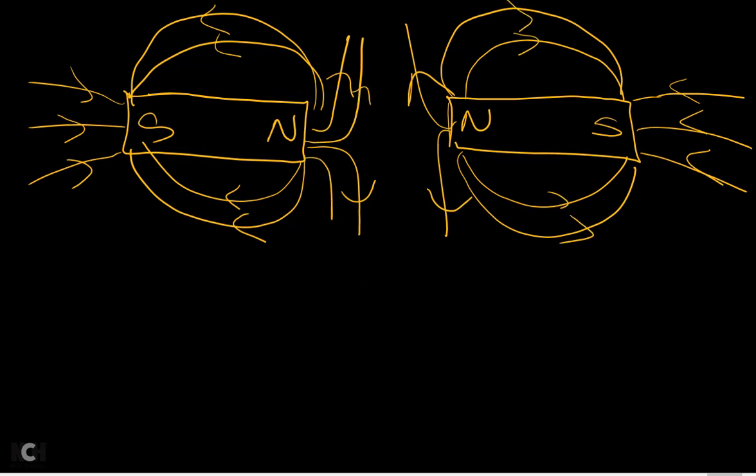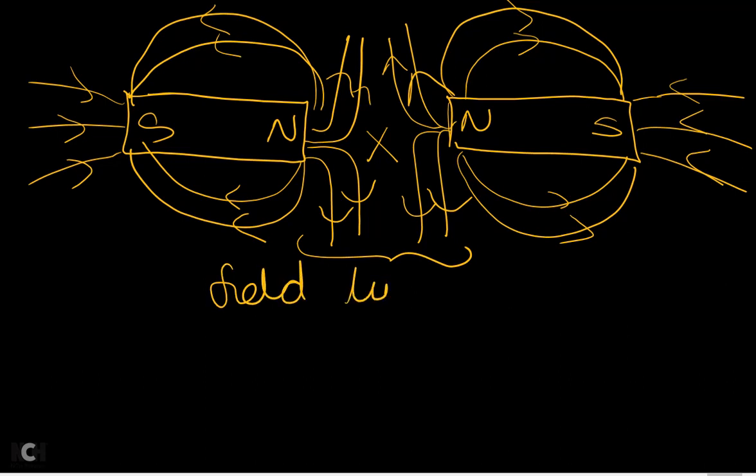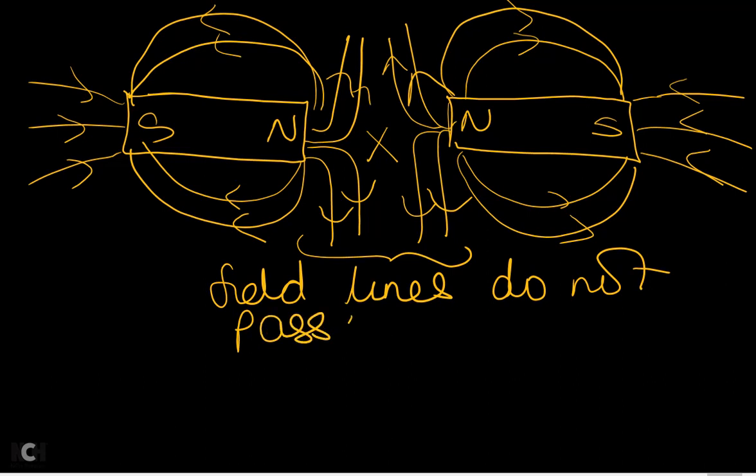Now, because these field lines kind of push against each other, there is a region, and I'm going to call that region X, where the field lines don't pass. And because your field lines don't pass, you would have a region where there is a lack of field lines. You would have a repulsive force existing.